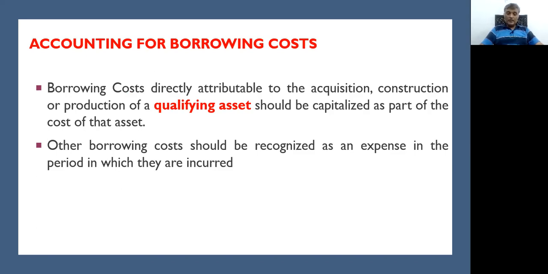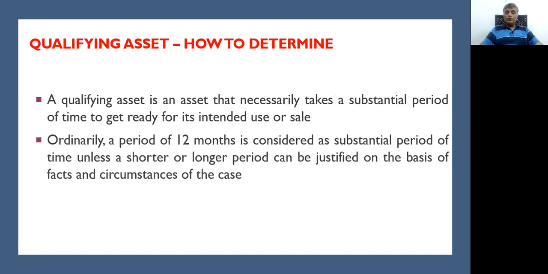Okay. Now the question is, sir, what is a qualifying asset? How should I determine that? Simple. A qualifying asset is an asset that necessarily takes a substantial period of time to get ready for its intended use or sale. So what is that substantial period, sir? Ordinarily, a 12 months period is considered a substantial period of time unless a shorter or a longer period can be justified on the basis of the facts and circumstances of the case.